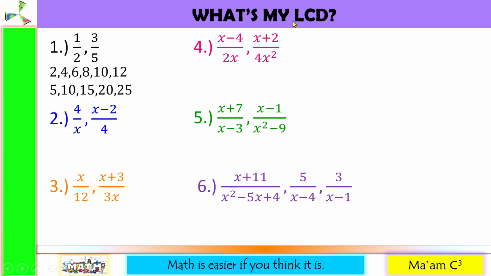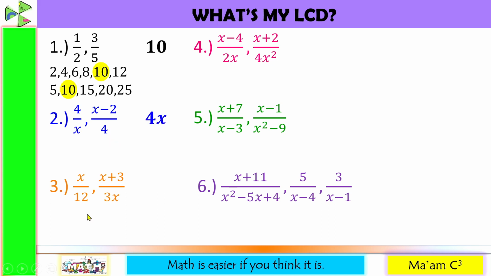And since we are talking about LCD, L stands for least. We're going to look for the least number among these two groups, and that would be 10. Therefore, our LCD for number 1 is 10. Next one, we have here the first denominator is a variable x and the second denominator is a constant 4. One variable, one constant, we simply have to multiply them. So our LCD here is 4x.